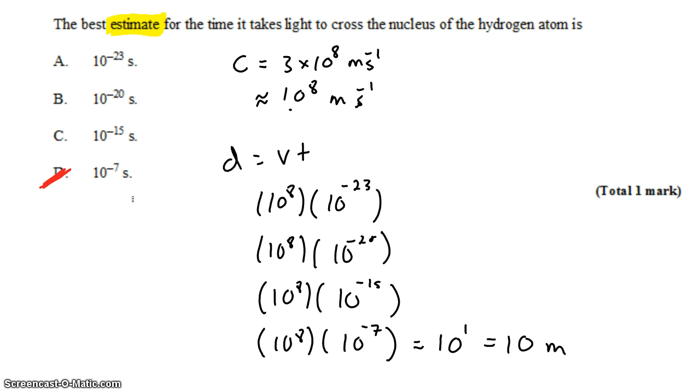Let's try the next one. 8 plus negative 15 is negative 7. 10 to the negative 7 might seem like a good answer at first, but if we stop and think about it and start to compare it to things that we know, this is 0.1 micrometers. 1 micrometer is a good estimate for the width of your hair. So 1/10 the width of your hair for a hydrogen nucleus?